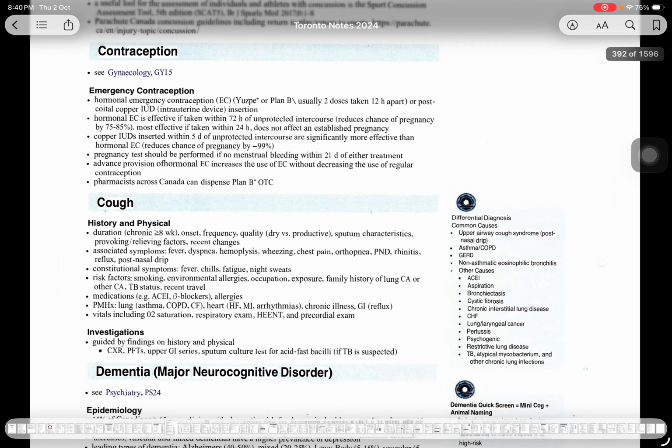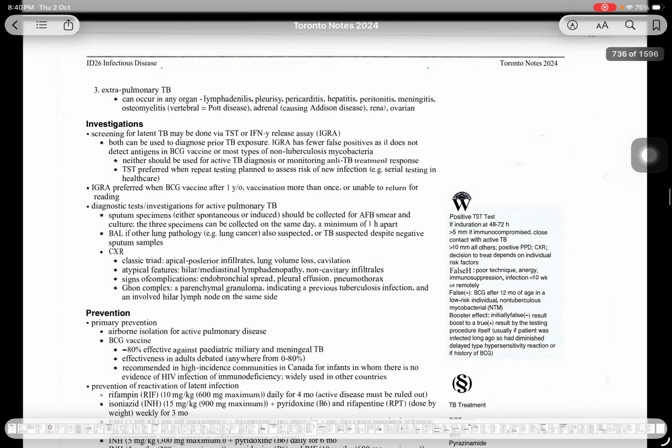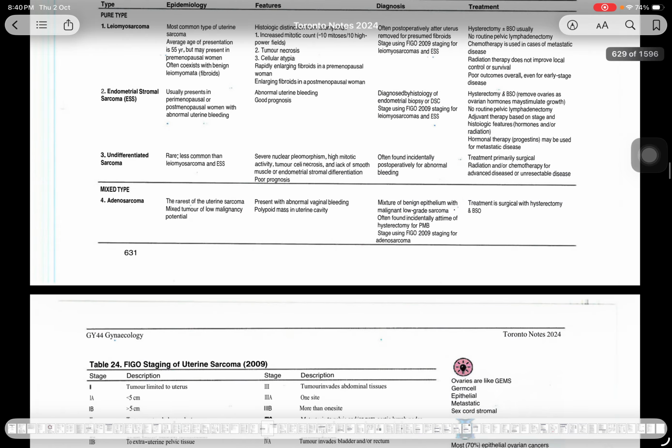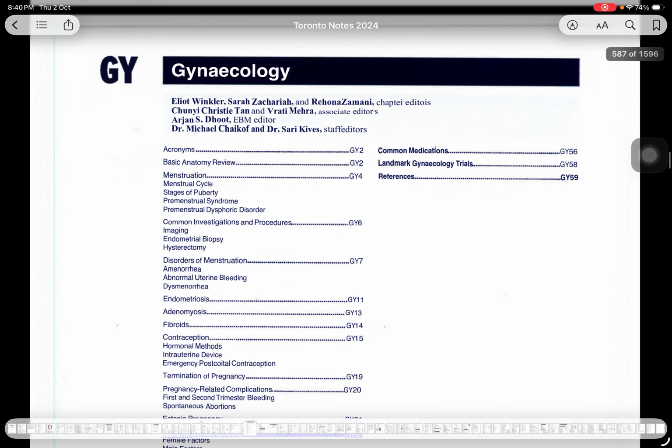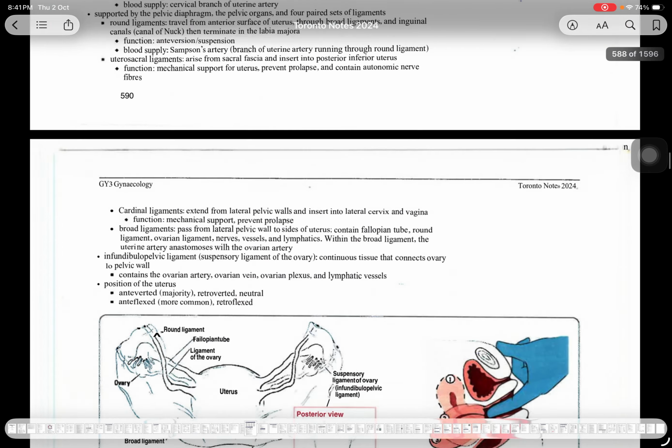So that's the family medicine part of contraception. Now we'll move to the gynecology part, which is GY15 to 23. Okay, so we are almost there.